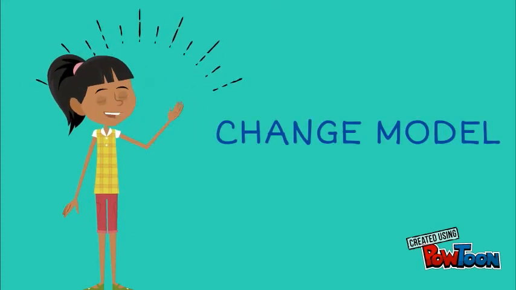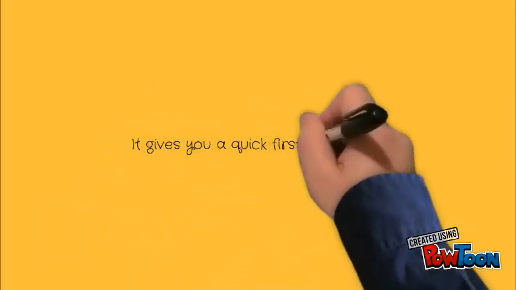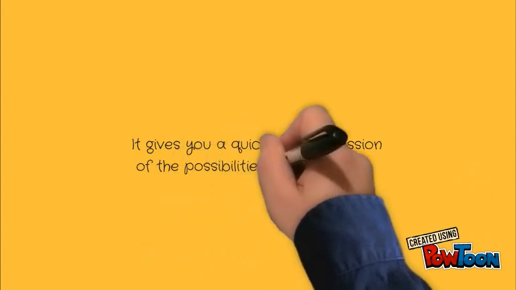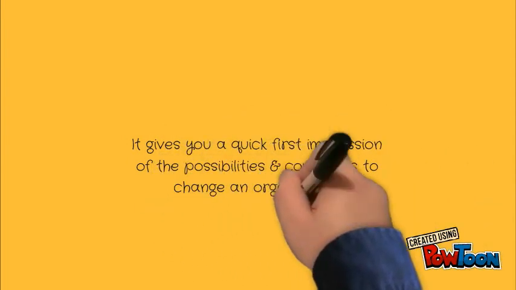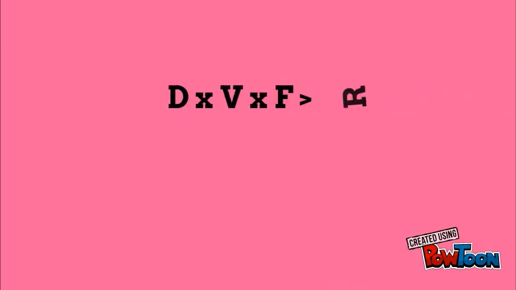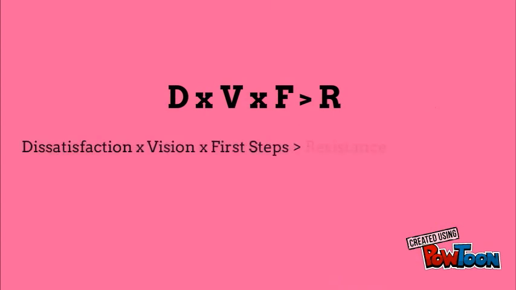This video is going to look at Beckert and Harris's change model. The change model allows you to see all the possibilities and conditions required to make a change within an organization. It follows the formula: dissatisfaction times vision times first steps must be greater than the resistance to change.